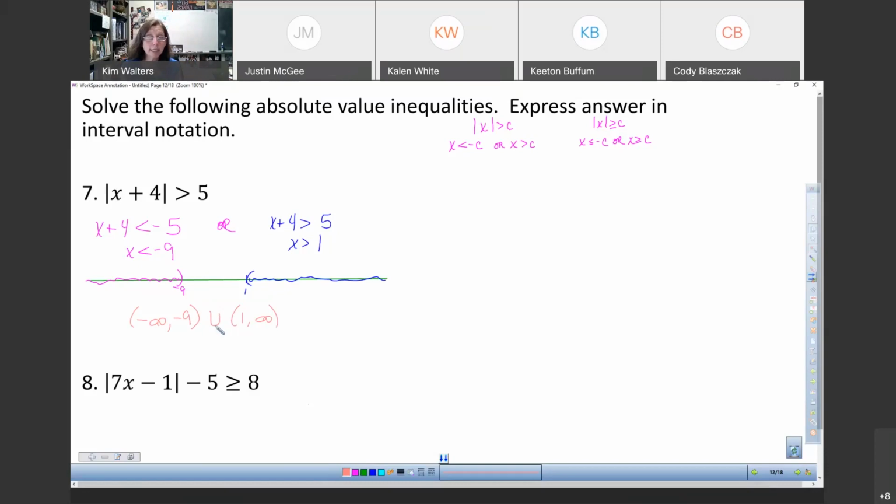For multiple choice, it will probably be really mean, and one of the solutions will be negative 9 to 1, because if you're not paying attention, that's what you get. But one of the solutions would actually be this statement with the union symbol in between. Questions? This is a biggie.